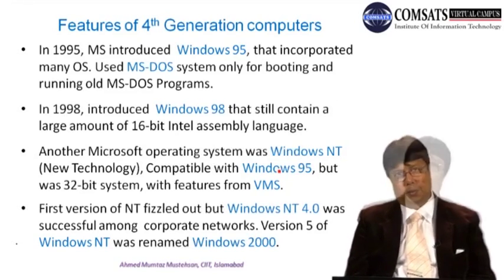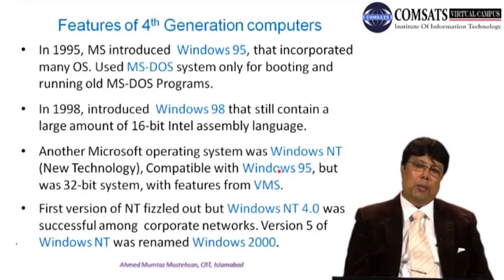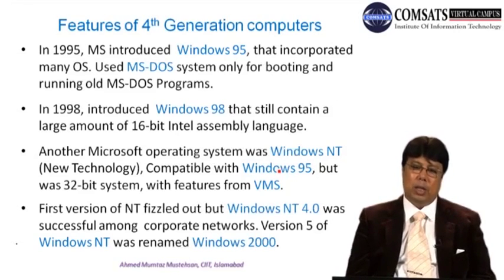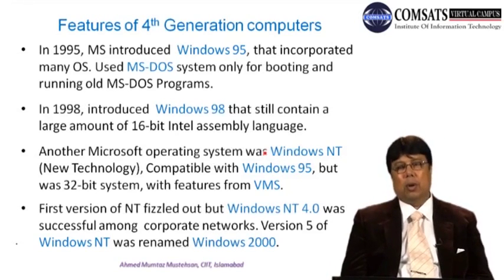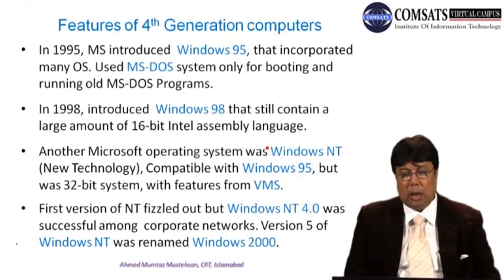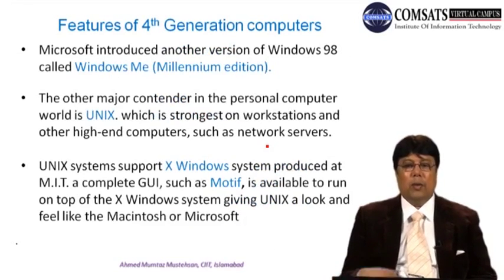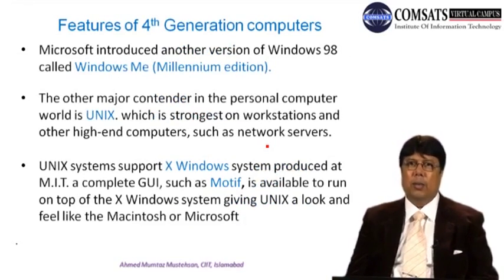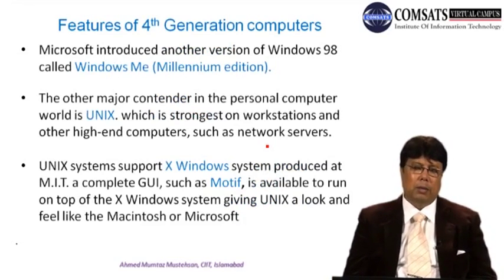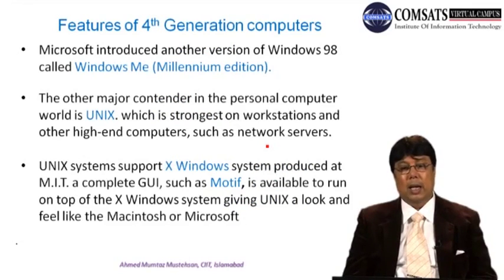So the next version, Windows NT 5.0, was not named 5.0. It was given the name Windows 2000. Once again, Microsoft changed from a name to the year in which they introduced it. Microsoft also introduced another version in parallel with Windows 2000. They introduced a new version of Windows 98, called Windows Millennium, Windows ME.